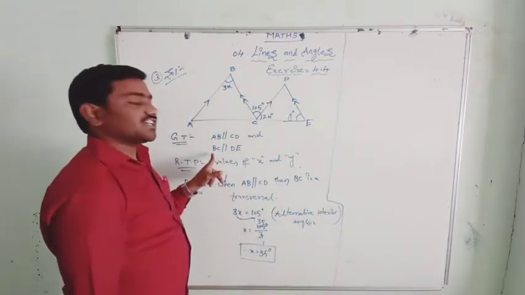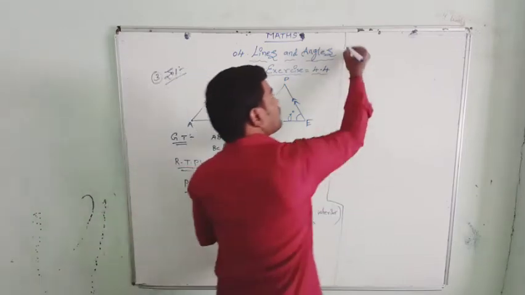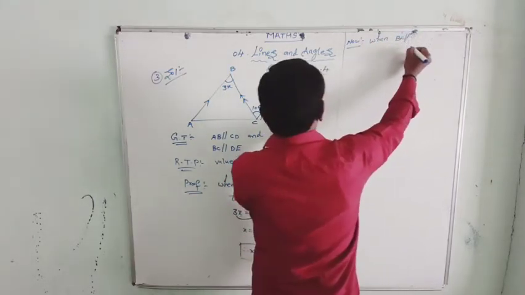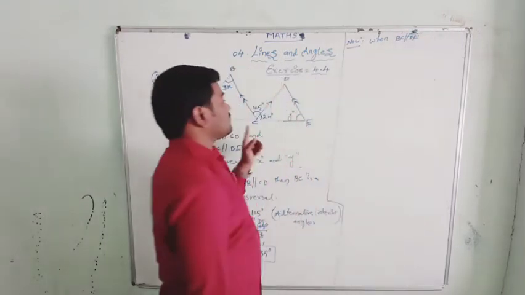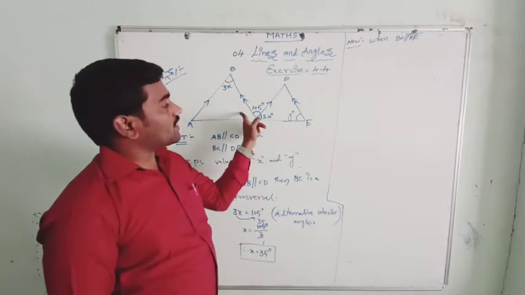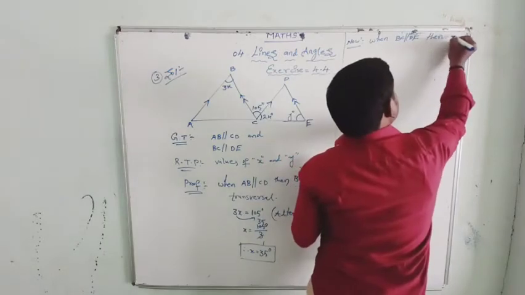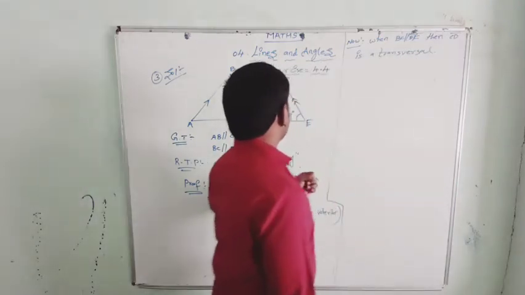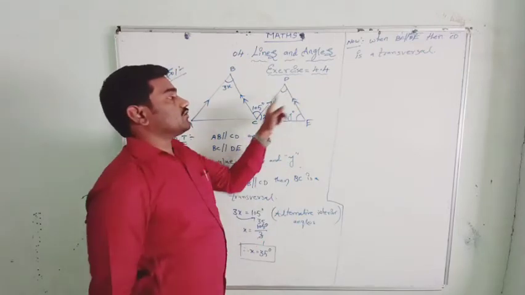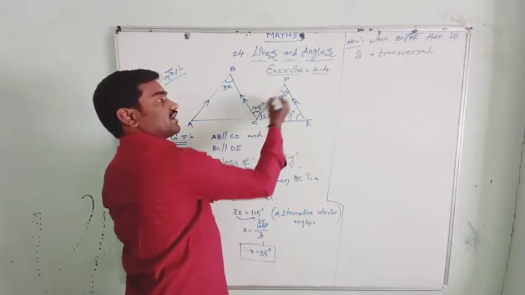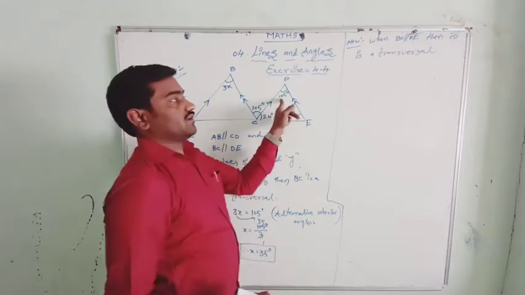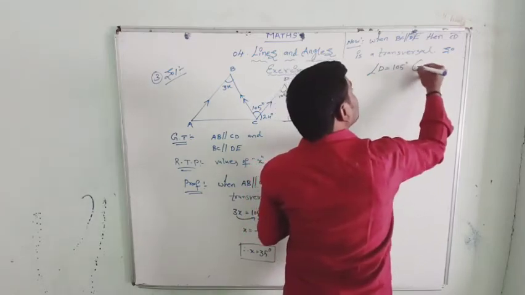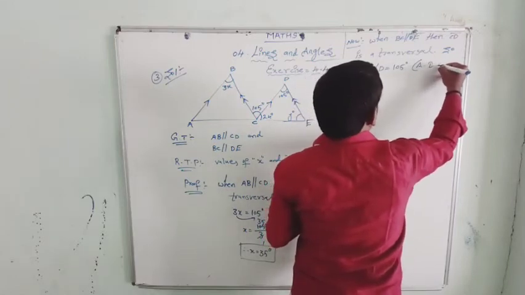Let's see. Now we have the second condition, when BC is parallel to DE. When BC is parallel to DE, then what line is intersecting these two parallel lines? CD. Then CD is a transversal. Then again, here angle D equal to 105 degrees. These two angles are equal again. Based on only 105 we are doing it. So these two angles are equal. So angle D equal to 105 degrees, on the basis of alternate interior angles are equal.